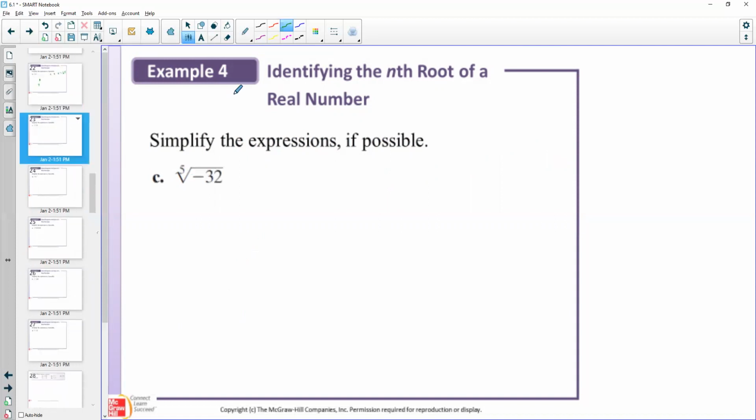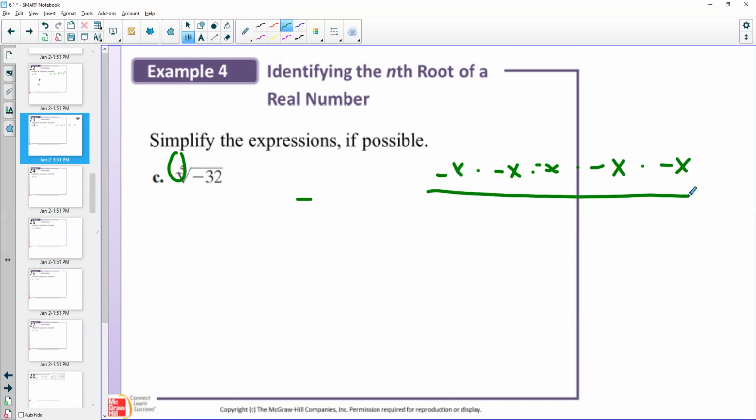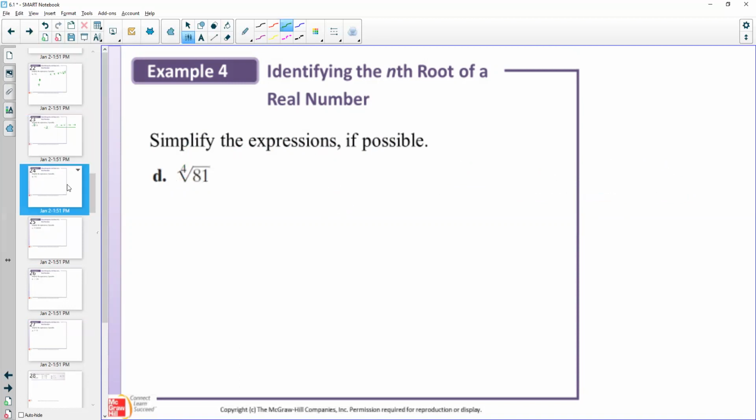The fifth root of negative 32. Now, I know that the answer here is going to be real because this 5 is odd. So this is totally okay. So it's going to be a negative answer. I need to multiply negative something times negative something times negative something times negative something times negative something 5 times. The answer here is negative 2. The fifth root of negative 32 is negative 2.